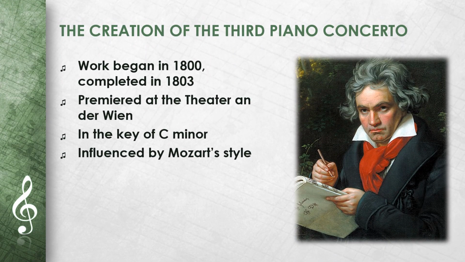In 1800, Beethoven began work on his third piano concerto. He completed the work in 1803. The concerto was premiered on April 5, 1803, at the Theater an der Wien. Beethoven himself played the solo piano part. The concerto is in the key of C minor. It consists of 3 movements, as was customary for classical concertos. Beethoven was influenced by Mozart's style, but went beyond it in terms of expression and virtuosity.